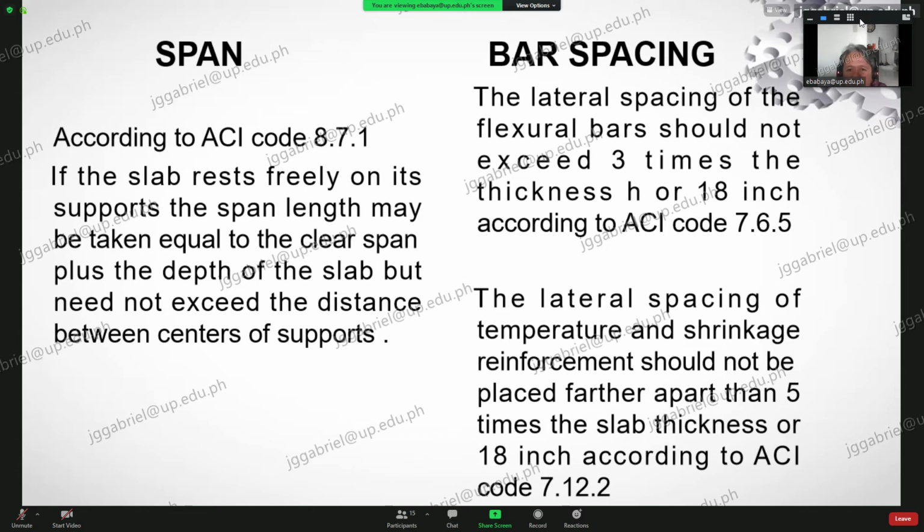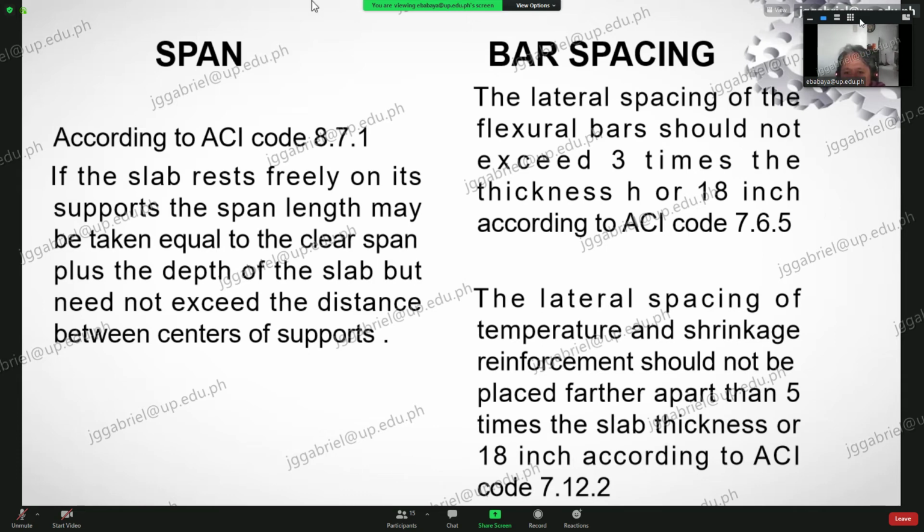Okay, now bar spacing. The lateral spacing of the flexural bars should not exceed 3 times the thickness H or 18 inches according to ACI code 7.65. So for the lateral spacing of the flexural bars, first, they should not exceed 3H, or 18 inches.